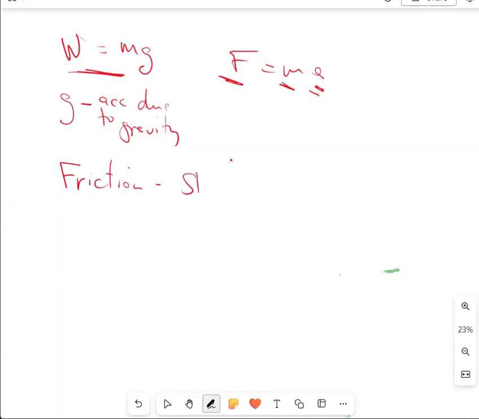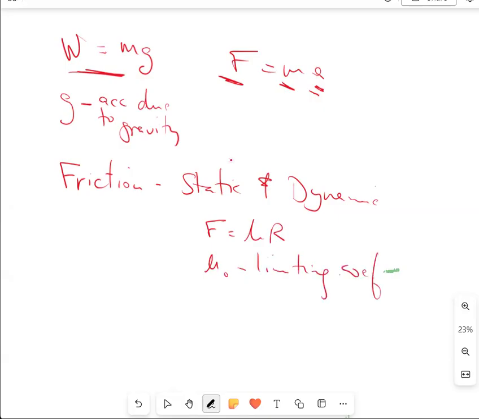We talked about friction, right? Static and dynamic. F equals mu R. Mu zero is the limiting coefficient of friction. Right, and once it gets moving, it's just mu R. Then they have another subscript here. You see, I use s here and d here, to distinguish it, and usually mu s is a little greater than mu d, right?